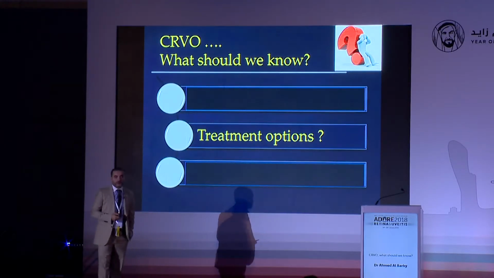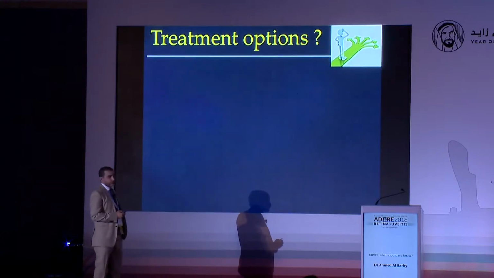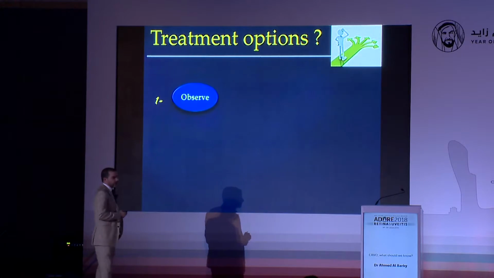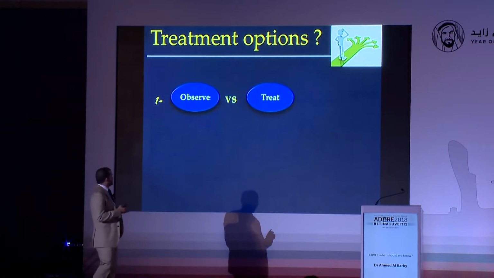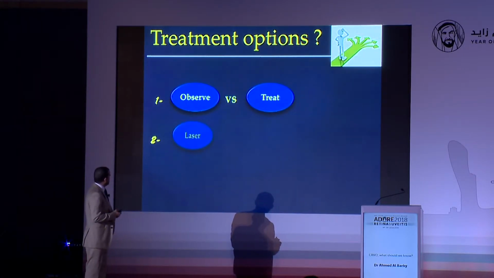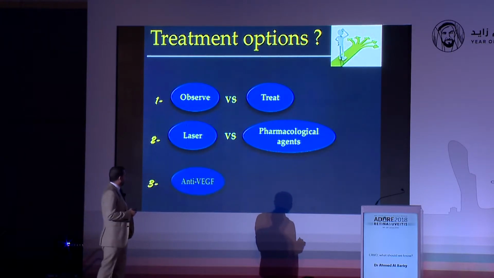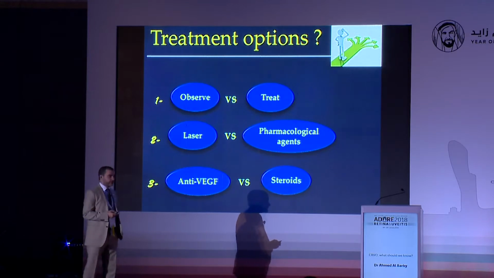What other treatment options do we have? Dr. Rao actually explained it a lot, but I will just focus on some points, because we are still seeing it in practice. Do you observe or treat? And if you're going to treat, do you do laser or pharmacotherapy? And if you are going to do pharmacotherapy, which one, anti-VEGF or steroid?